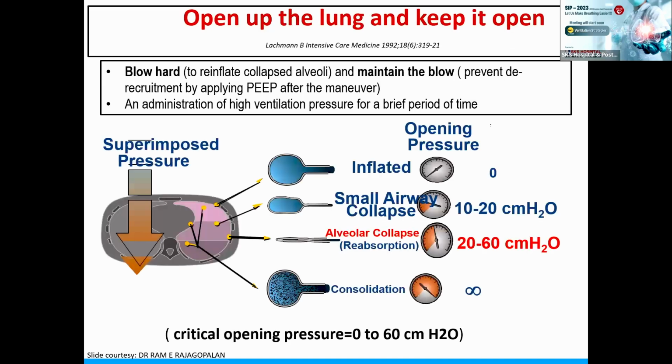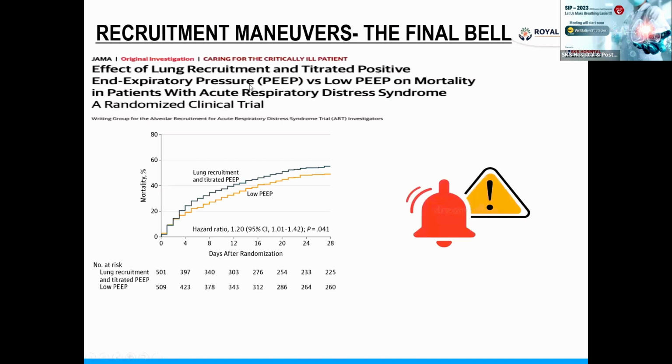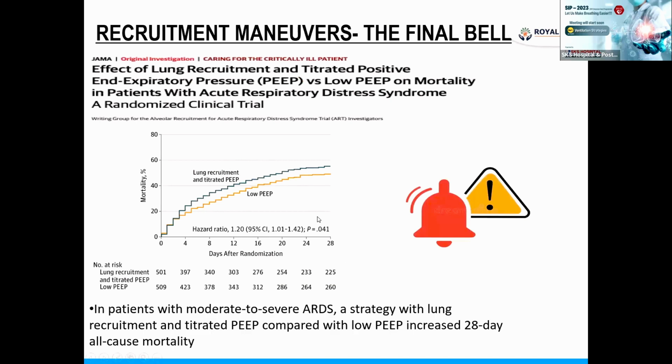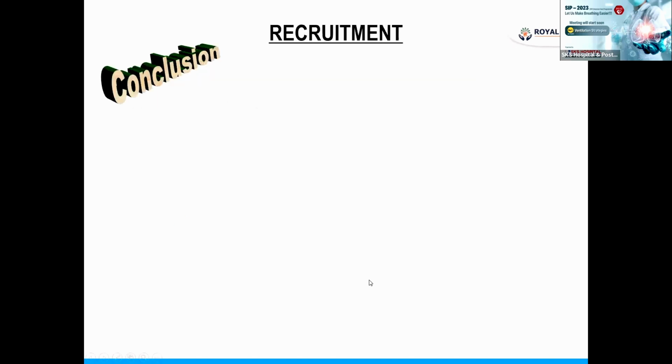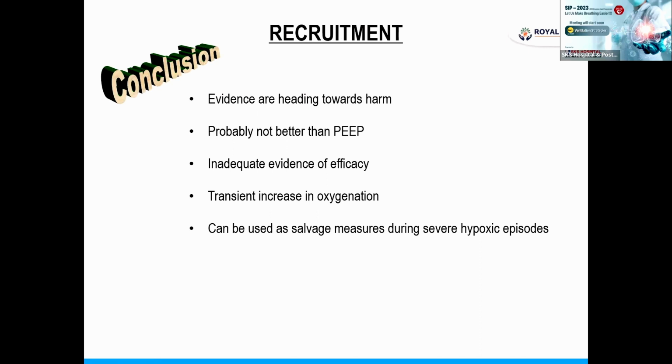So for recruitment maneuvers, the final bell was rung in 2017 when a study was done comparing a recruitment maneuver with PEEP alone, which found that in patients in whom a recruitment maneuver was done, mortality was high. So after this study, recruitment maneuver is not advisable. The conclusion is that evidence is heading towards harm, probably not better than PEEP. There is inadequate evidence of efficacy of the open lung concept. Transient increase in oxygenation can be used as a salvage measure during severe hypoxic episodes, but you need to keep a close watch on BP and other complications.